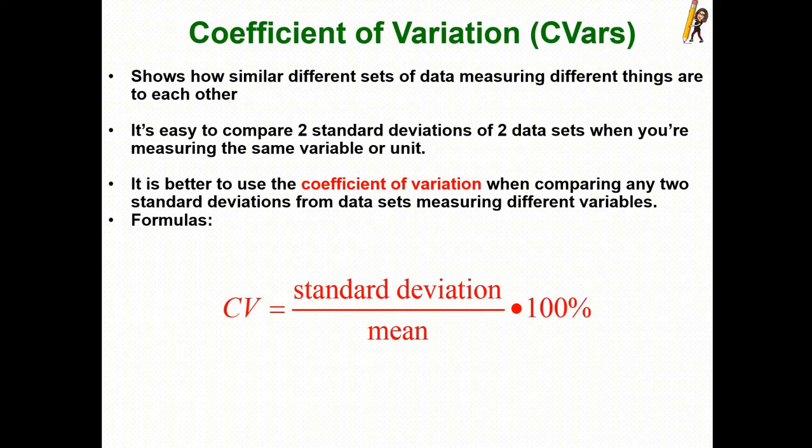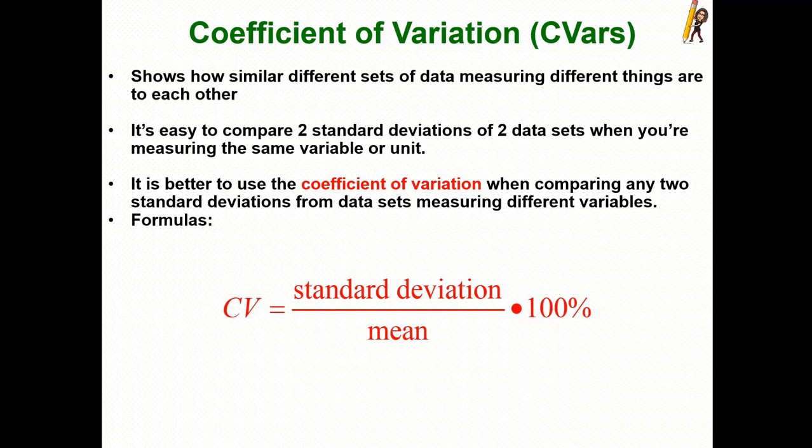So the first calculation we're going to go over today is the CVars, or the coefficient of variance. This shows how similar the different sets of data are that can measure different things. So CVars only make sense when we have two completely different sets of data. Like maybe one of our sets of data is talking about age and the other set of data is talking about height. Those are two different variables that we're measuring, age and height. And what CVars is going to do is give us a comparison between the two to see which one is more variable or less variable.